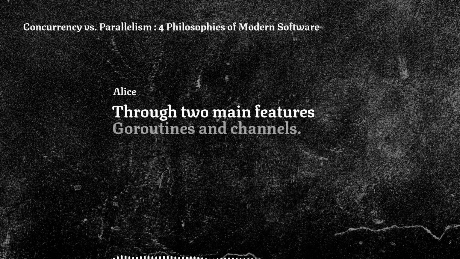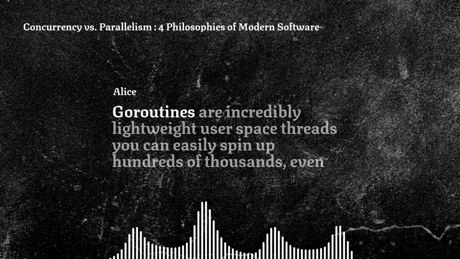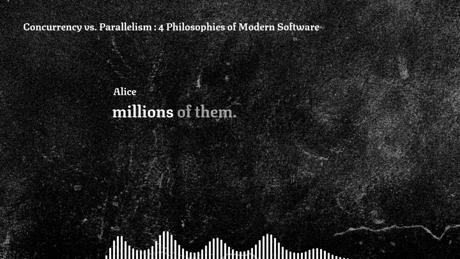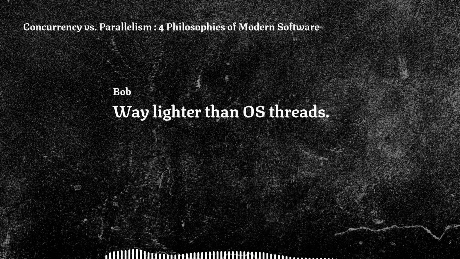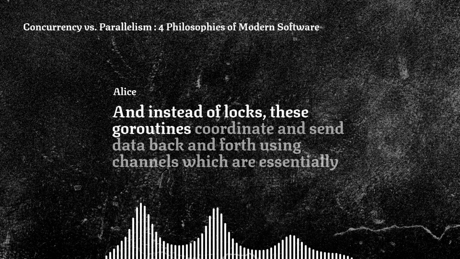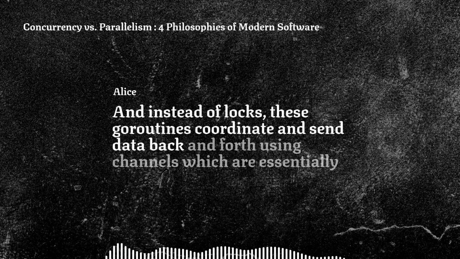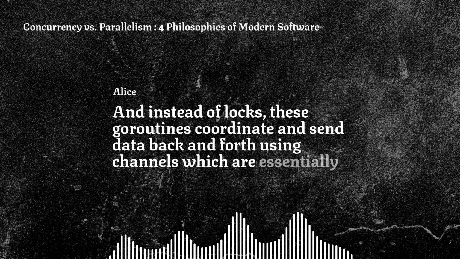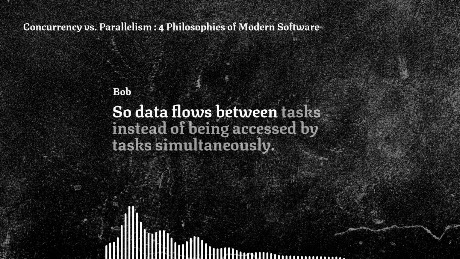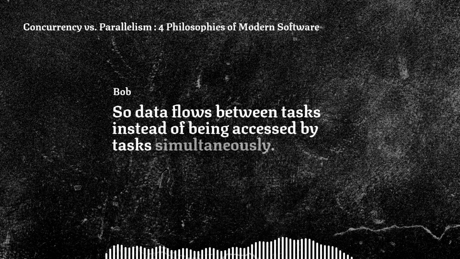Through two main features, goroutines and channels. Goroutines are incredibly lightweight, user-space threads. You can easily spin up hundreds of thousands, even millions of them. Way lighter than OS threads. Orders of magnitude lighter. And instead of locks, these goroutines coordinate and send data back and forth using channels, which are essentially typed queues for messages. So data flows between tasks instead of being accessed by tasks simultaneously.